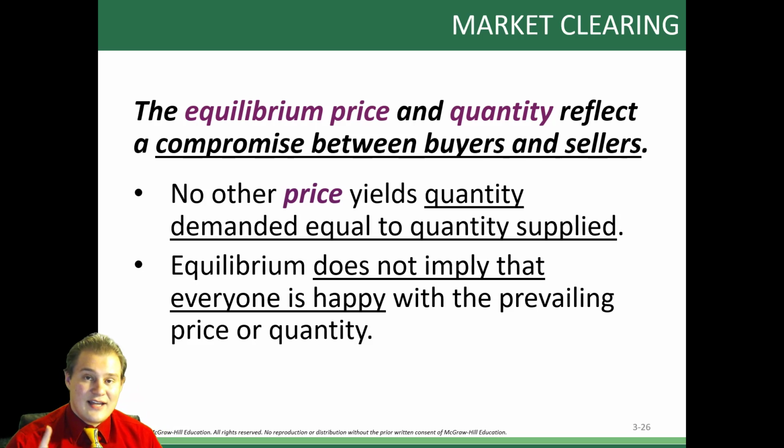Now this is another key point. Equilibrium does not imply that everyone is happy. Okay? In a compromise, are people happy when there's a compromise? Because that's what it's saying. Equilibrium price and quantity reflect a compromise between buyers and sellers. No. Does not imply that everyone is happy with the prevailing price or quantity, because not everybody's part of that area.